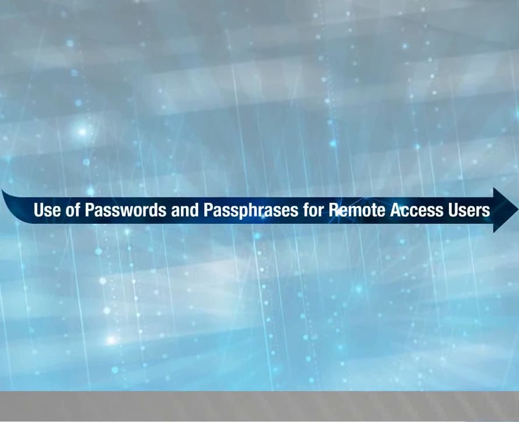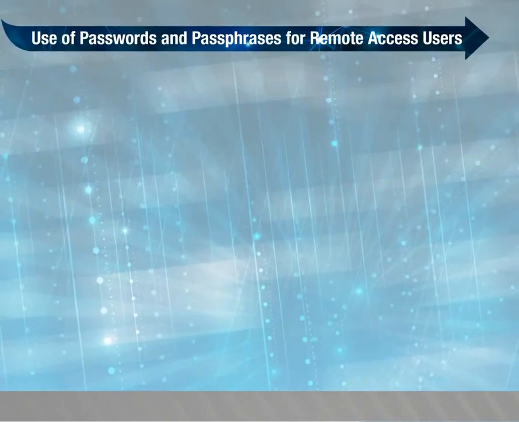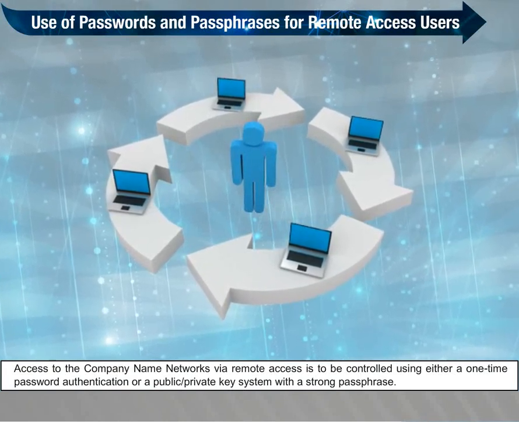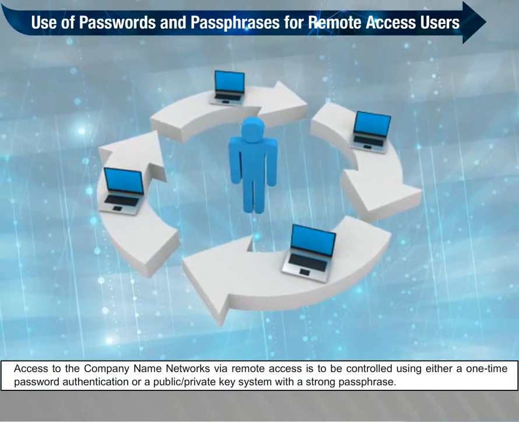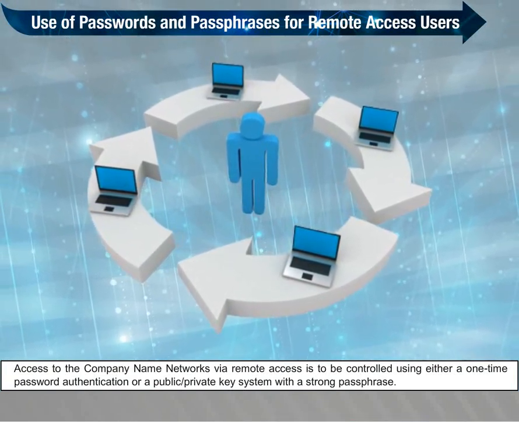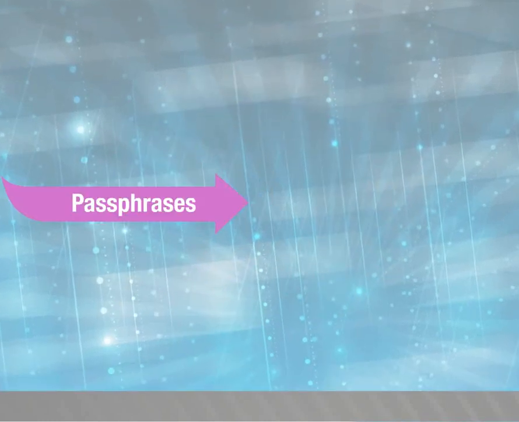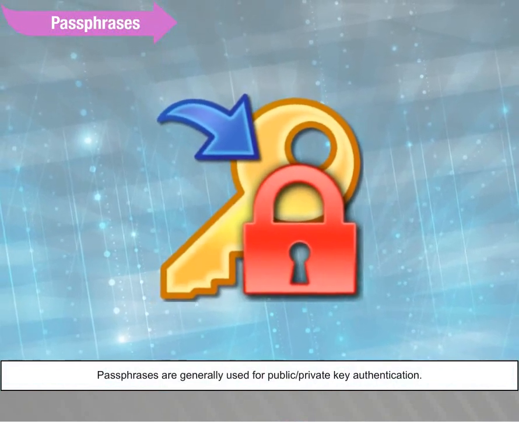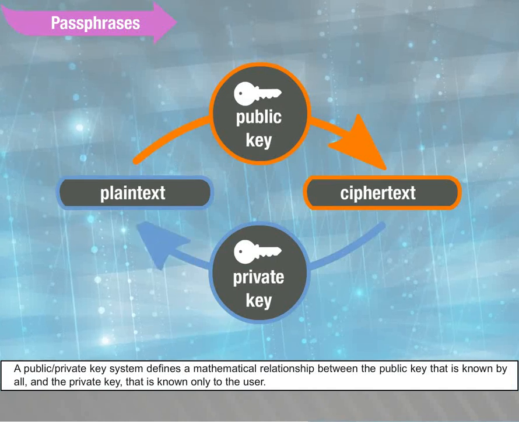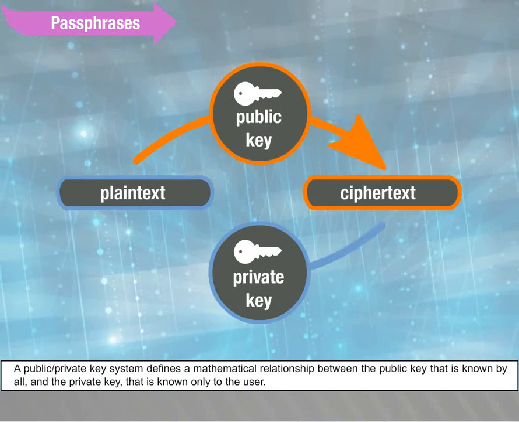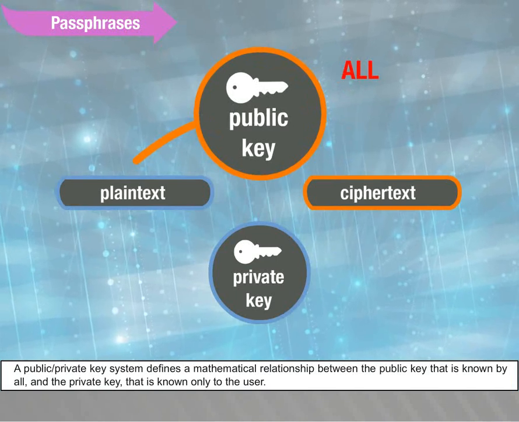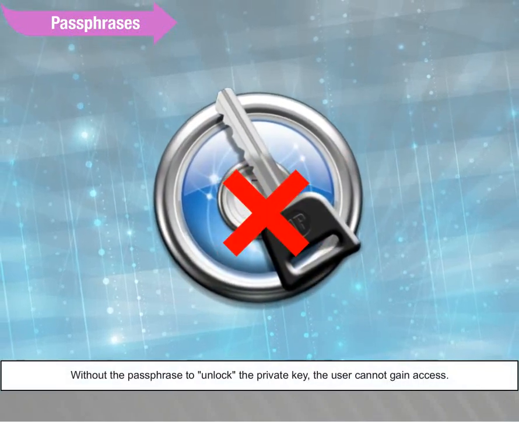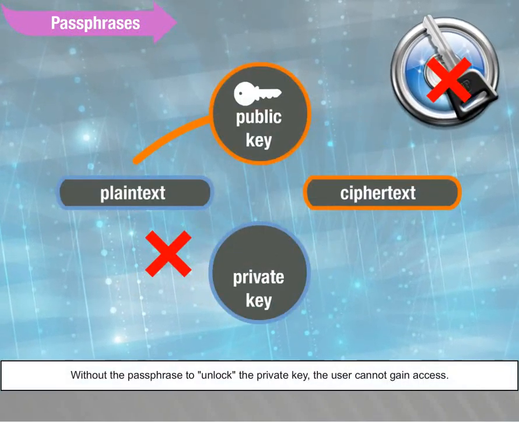Use of passwords and passphrases for remote access users. Access to the company name networks via remote access is to be controlled using either a one-time password authentication or a public-private key system with a strong passphrase. Passphrases are generally used for public-private key authentication. A public-private key system defines a mathematical relationship between the public key that is known by all and the private key that is known only to the user. Without the passphrase to unlock the private key, the user cannot gain access.